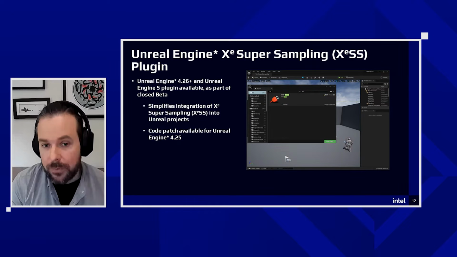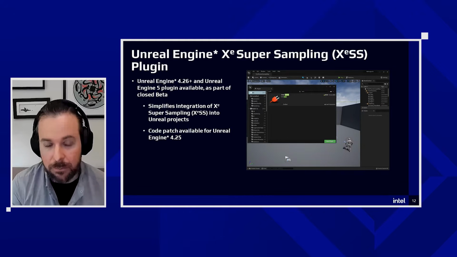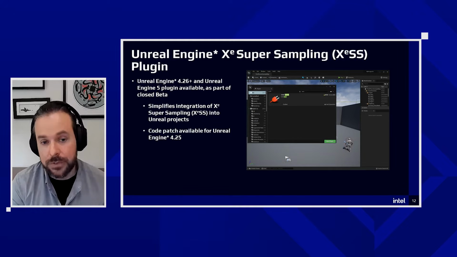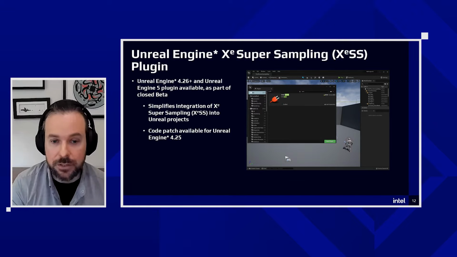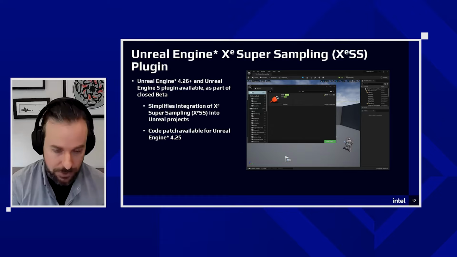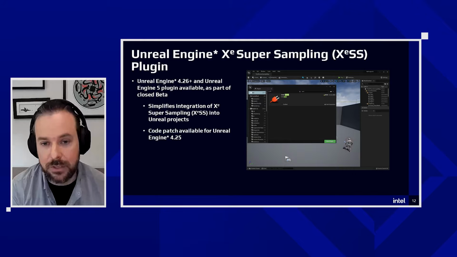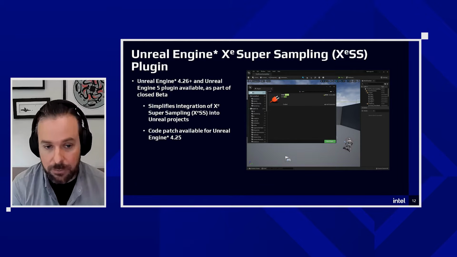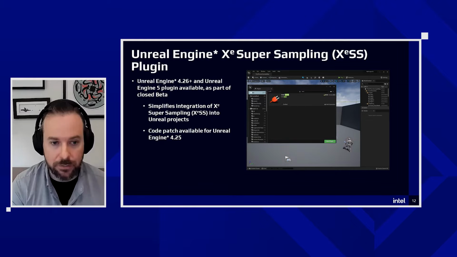One more thing before that is that both Intel and Massive Work Studio use Unreal Engine for their development. And for Unreal Engine developers, there is a plugin available that significantly simplifies integration of XeSS. It's basically a copy-paste operation and then just enabling XeSS from the editor. And with that, you're able to use XeSS seamlessly in your game. This works for UE 4.26 plus and Unreal Engine 5.